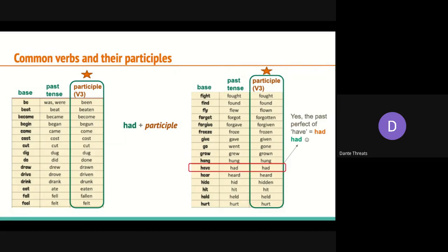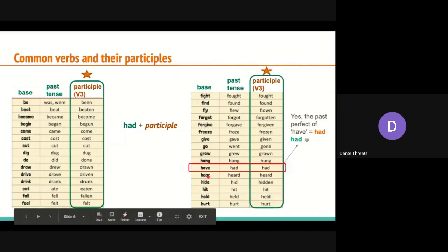Past perfect of have is had. Hear, heard, heard. Hide, hid, hidden. Hit, hit, hit. Hold, held, held. Hurt, hurt, hurt.